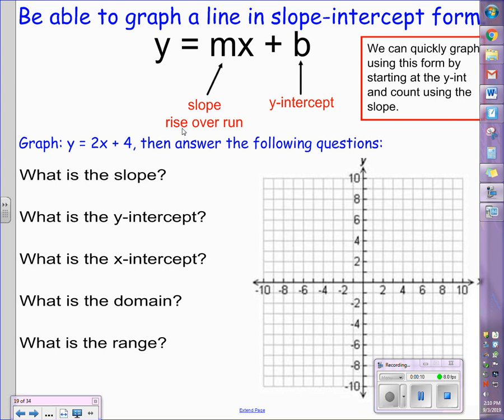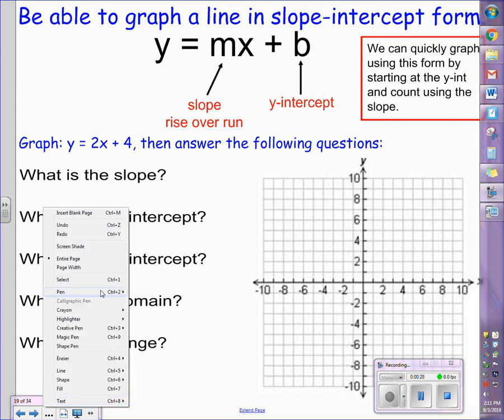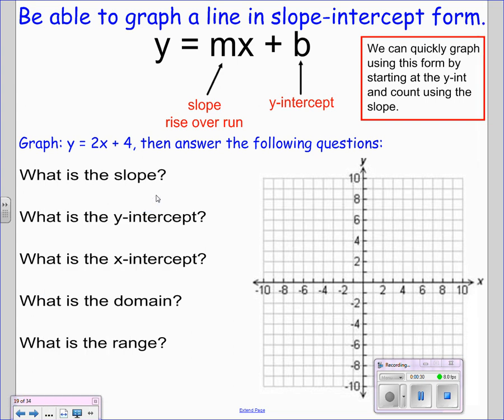When you have an equation written in slope-intercept form, y equals mx plus b, m represents the slope, aka your rise over your run. B represents your y-intercept. So when we have the equation y equals 2x plus 4, that means the slope, or m, is 2. The y-intercept, or b, is 4.